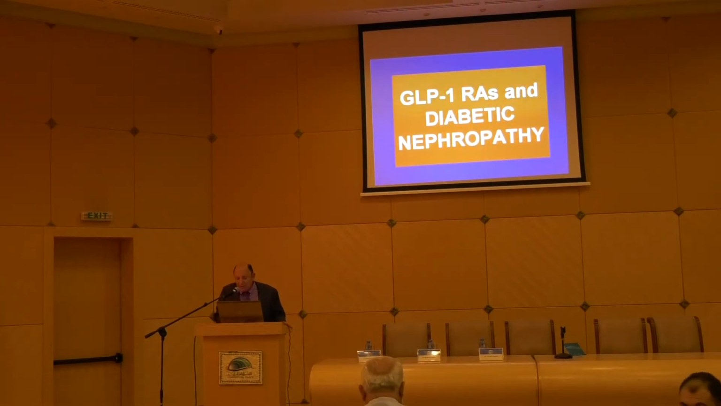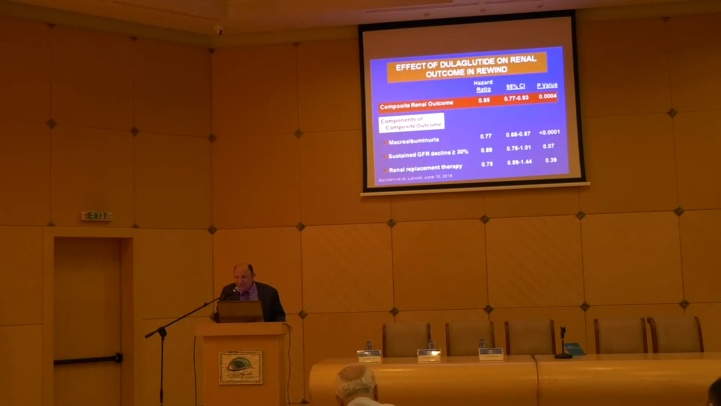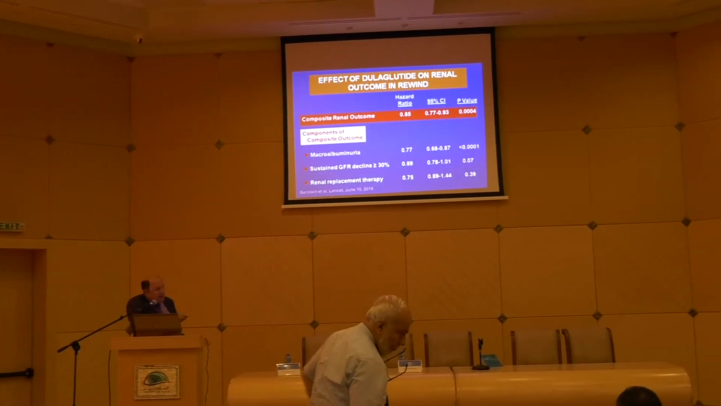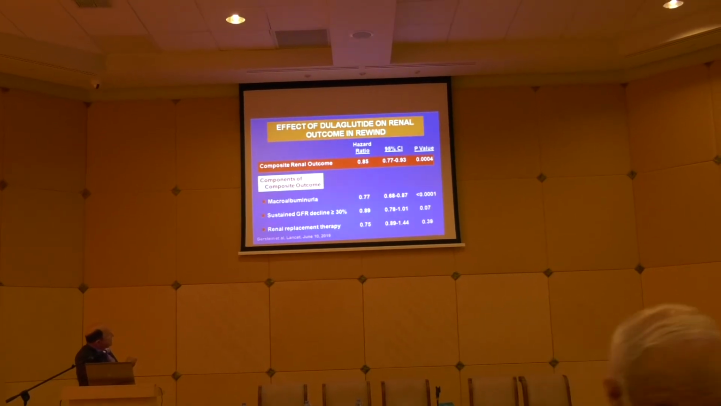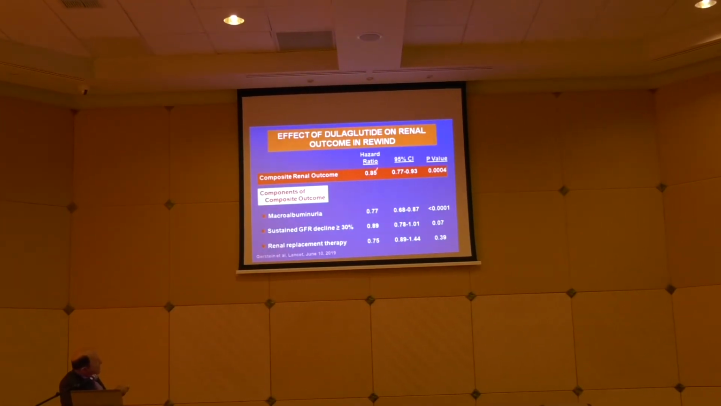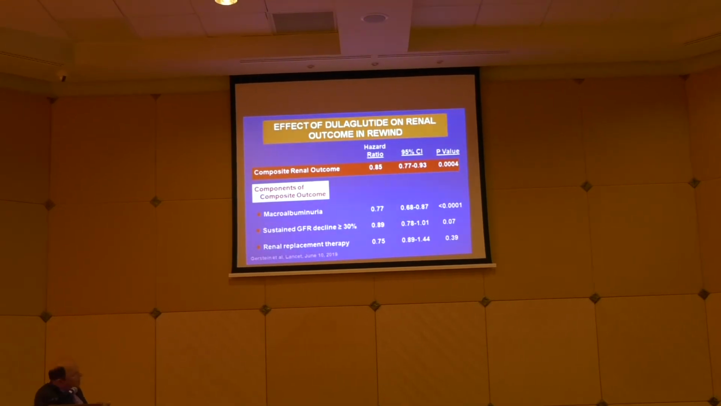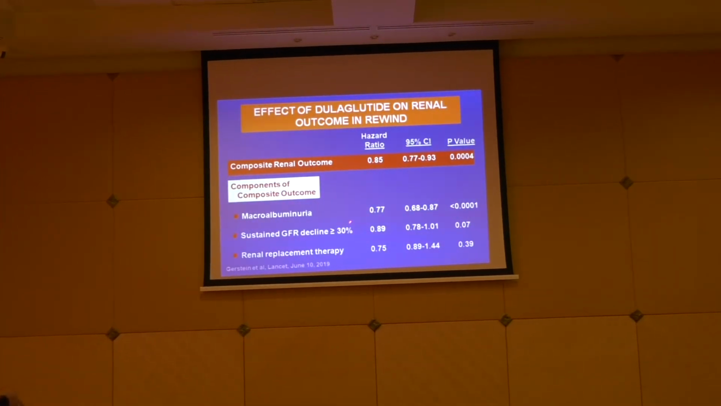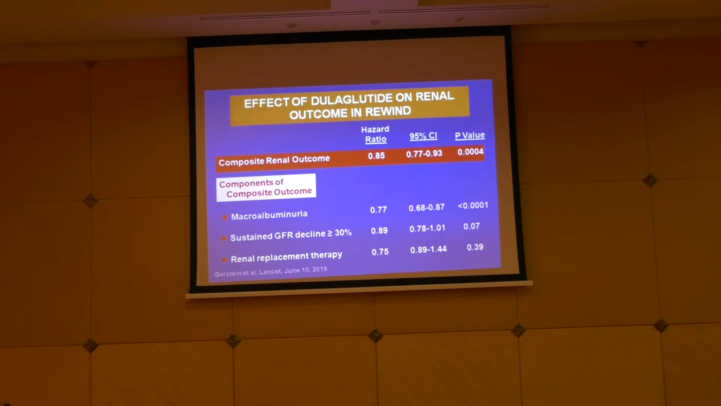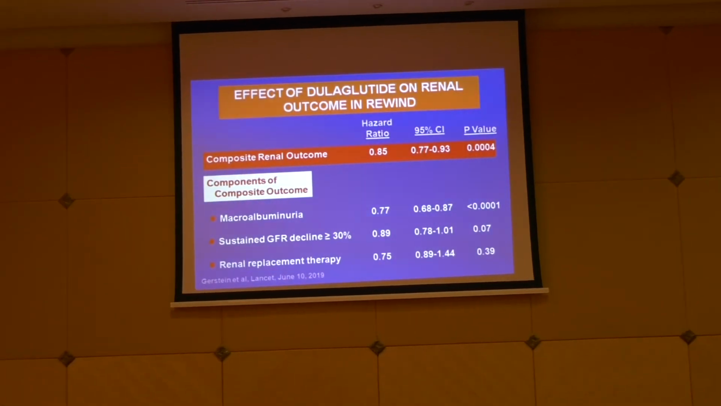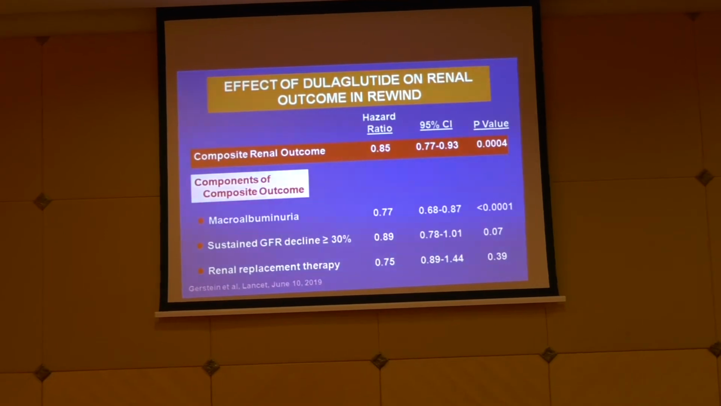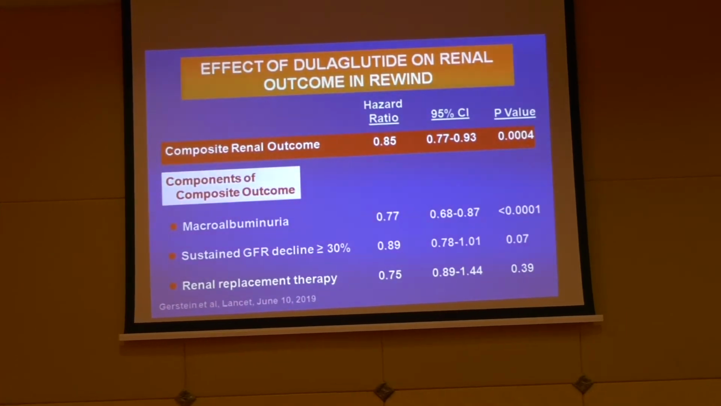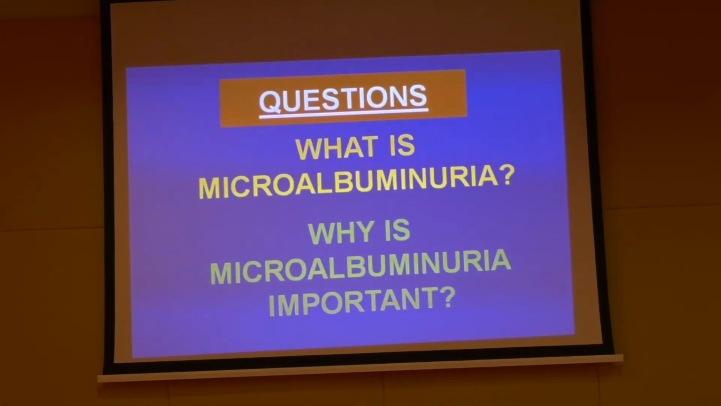Now, what about GLP-1 receptor agonist in diabetic nephropathy? This is a recent study with dulaglutide, and there is, again, suggestive evidence that the GLP-1 receptor agonist will also give you cardiovascular protection. So the hazard ratio here is 0.85, but it's largely driven by the decrease in development of macroalbuminuria. I'm a little bit skeptical that these drugs are going to be as good as the SGLT2 inhibitors, but nonetheless, there is a lot of interest in this class of drugs.